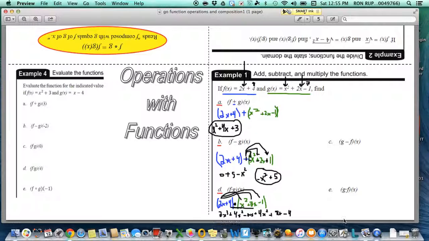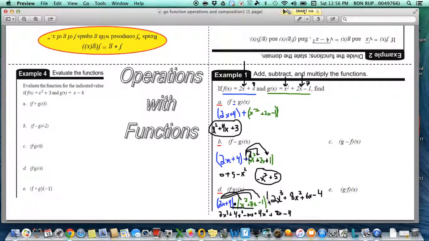Now, please do not make this your answer. Please simplify where you can, meaning combine like terms. 2x cubed can't combine with anything, and so we leave it as 2x cubed. 4x squared can combine with 4x squared. 4x squared plus 4x squared is 8x squared. And negative 2x plus 8x is plus 6x. And then negative 4 plus nothing is negative 4. So that's your final answer.